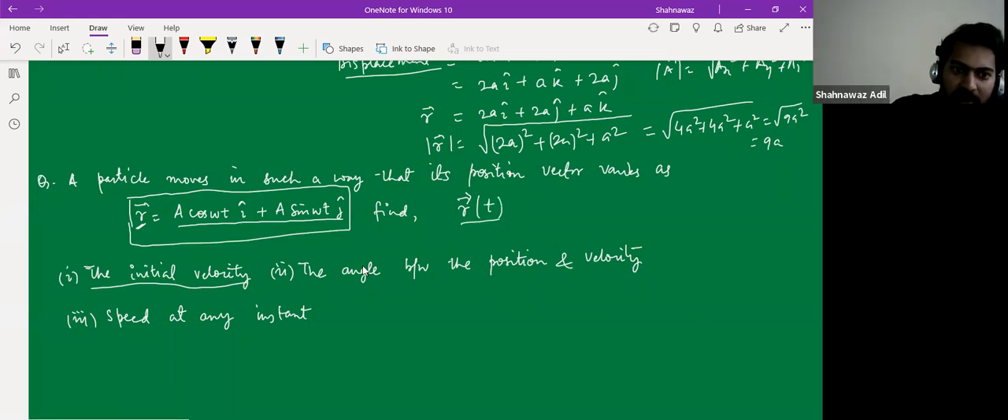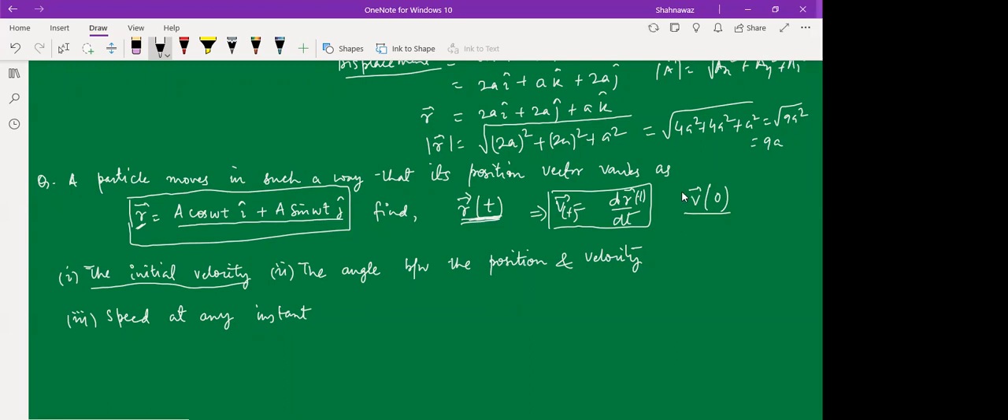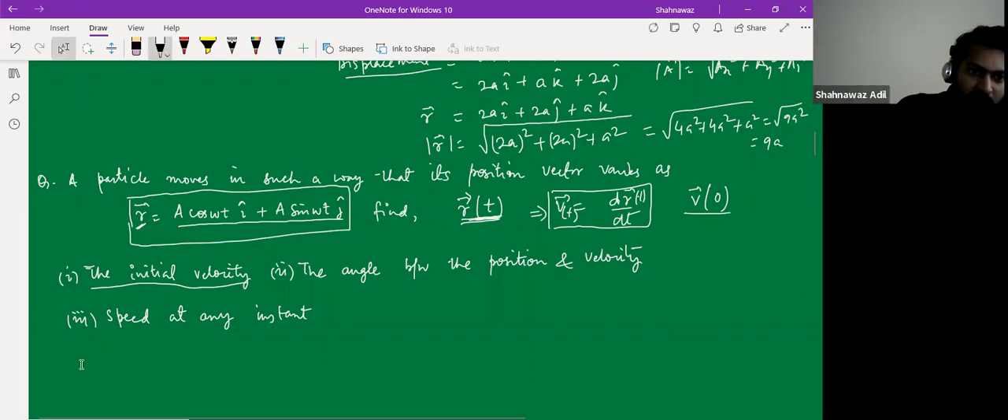And they are asking about, in the first question, the initial velocity. So when your r(t) is given, what will be the instantaneous velocity? Velocity at any instant. V will be what? dr by dt, right? Okay. So this will be v(t), and they are asking about the initial velocity, which means that they are asking about v at zero, right? Okay. Yes, sir. So let's calculate. First, we have to calculate what? The velocity. So what will be the velocity here? Velocity will be dr by dt.